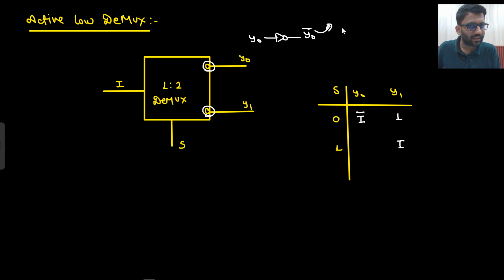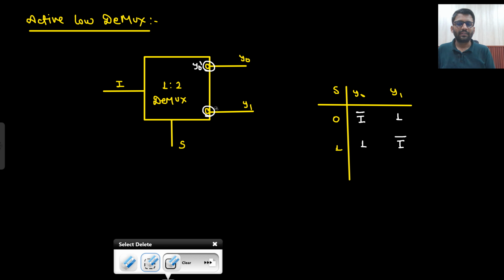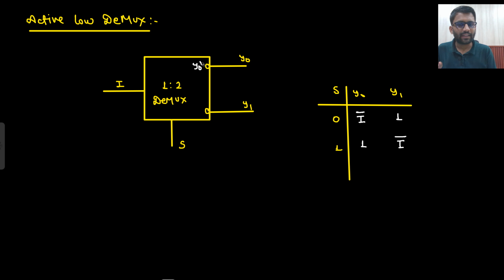This particular thing is my Y0 only. So here there is something else. What is that Y0 dash? That I know. That Y0 dash is, if S is not there, then I will be transferred, but the opposite of that will happen. If S is there, then information I should be transferred here, but I bar will be transferred, and this should be 0, but this would be 1. Just consider this as an inverter only.